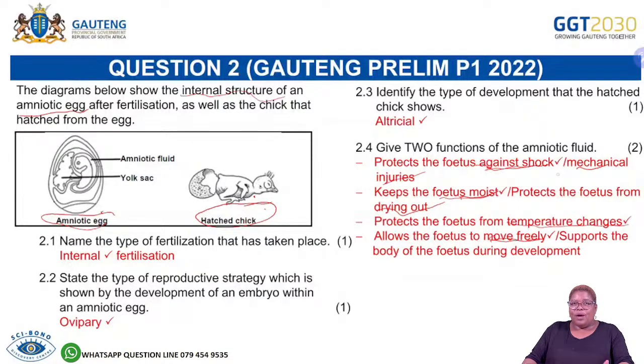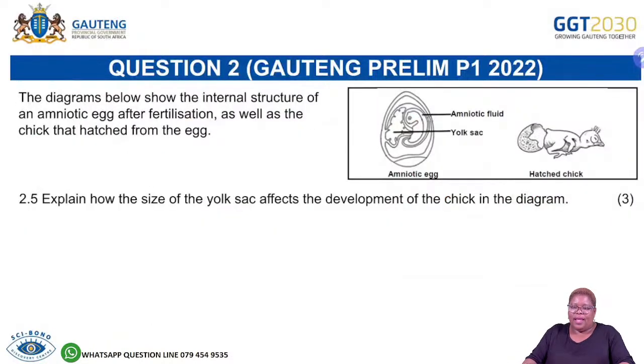So what I would advise you to do is start with the ones that you are sure of, so that should you lose marks, you lose marks maybe on your last ones. So if it's 2 marks, be sure that the first 2 are correct and you are not taking a guess, because you might lose marks there. Right, continue with prelim paper 1 of 2022.